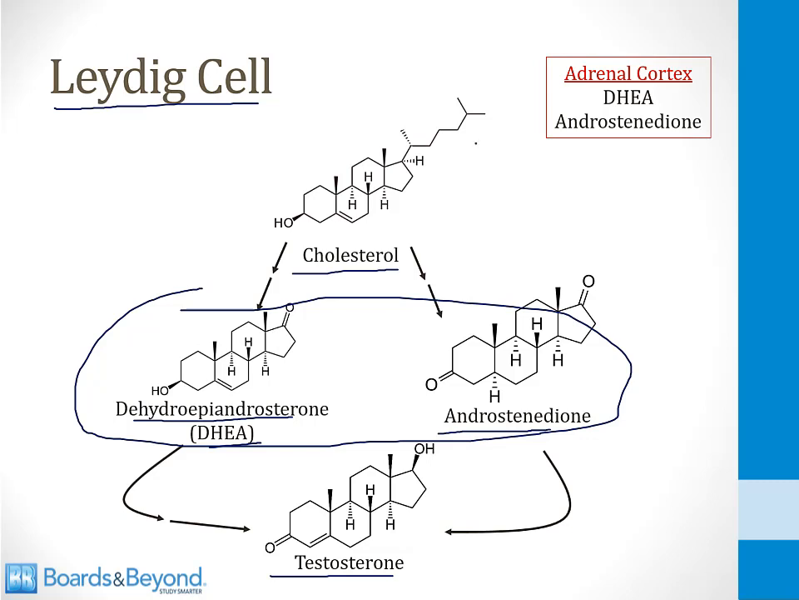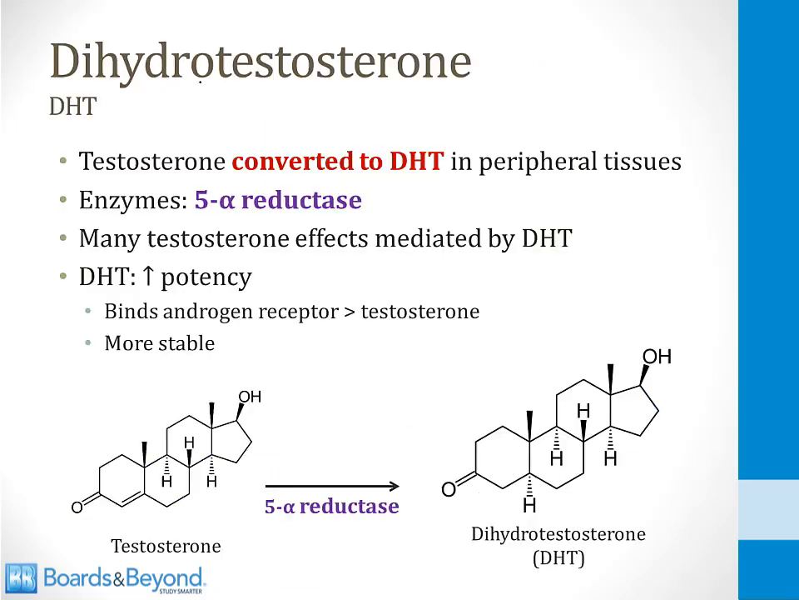Now, I just want to point out here that the adrenal cortex can also produce androgens. Both DHEA and androstenedione can be produced by the adrenal gland, and this is an important source of androgens, especially in females. The adrenal cortex does not, however, have the enzyme to produce testosterone, so that only comes from the Leydig cell in males. There is another androgen called dihydrotestosterone, or DHT, which is synthesized largely in the periphery.